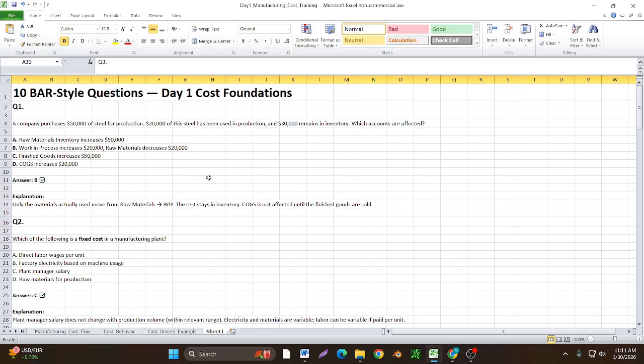So which accounts are affected? Well, only the materials actually used move from raw materials to WIP, the rest stays in inventory. Cost of goods sold is not affected until the finished goods are sold. So your answer is B.